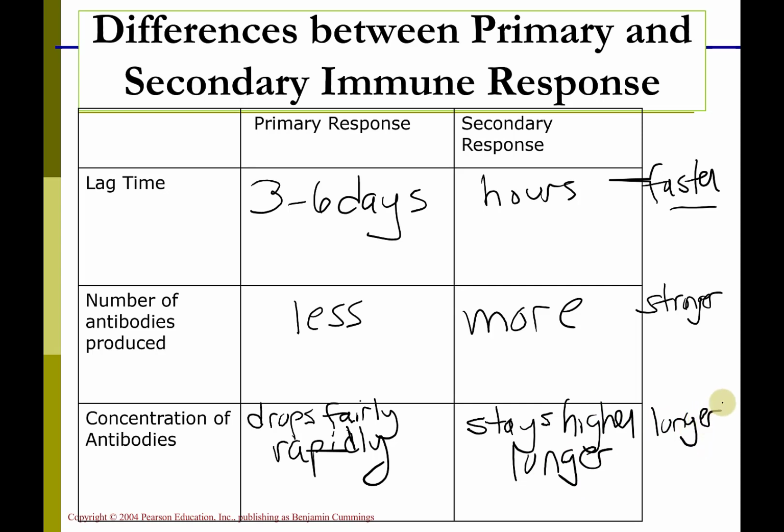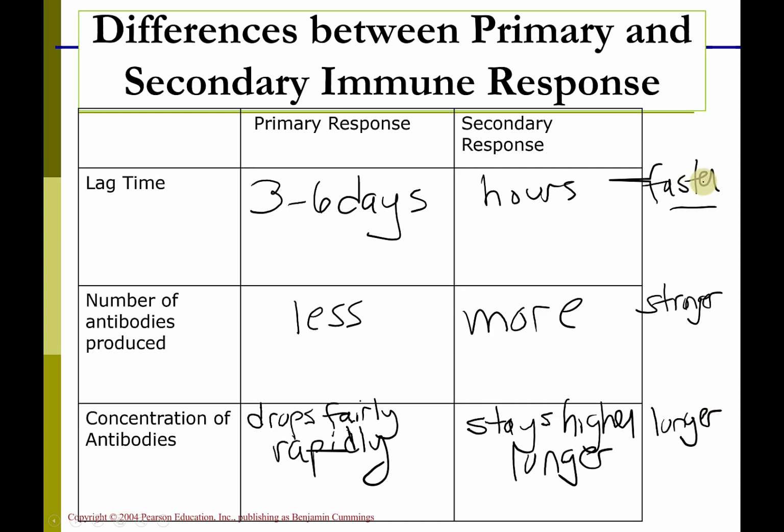So one way that I remember this, if, for example, I had to answer an essay question that said explain 2 or 3 differences between the primary and secondary response, I remember faster, stronger, longer. That's what I remember. Now, of course, if something said explain the differences between the primary and secondary immune response, I couldn't say the secondary immune response is faster, stronger, longer. I could, but that doesn't explain anything. This is more a way to help me remember. It's a couple of words.